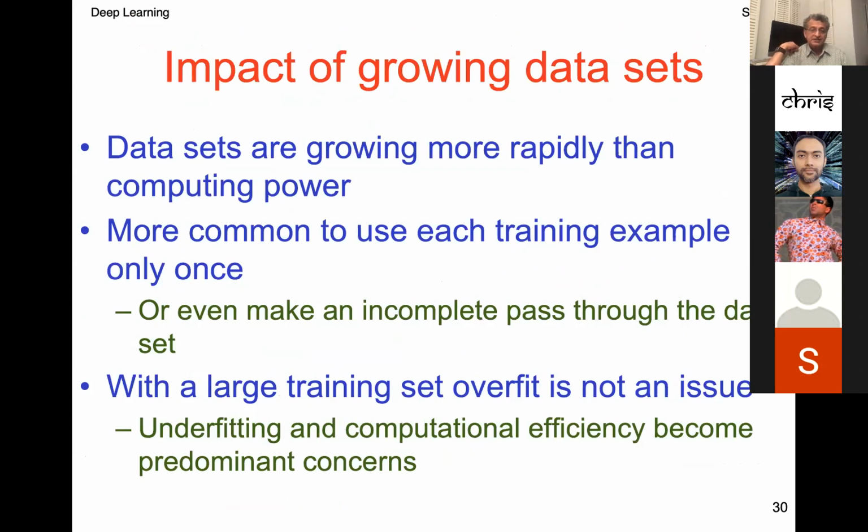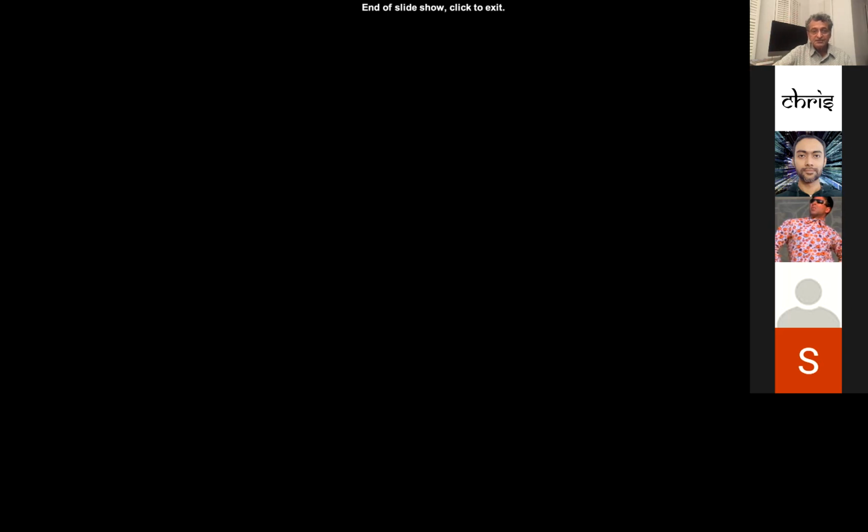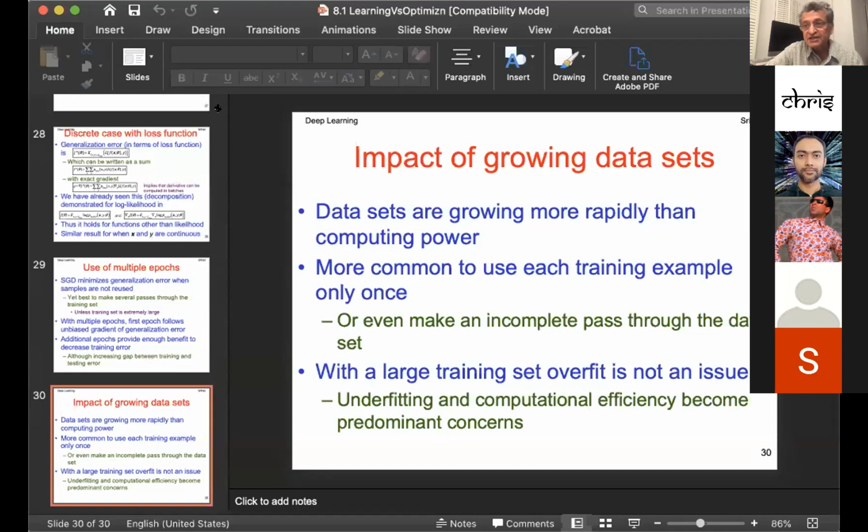Impact of growing data sets. Data sets are growing more rapidly than computing power. That's for sure, right? We create so much data. More common to use each training sample only once or even make an incomplete pass through the data set. With a large training set, overfit is not an issue. Underfitting and computational efficiency become predominant concerns. Oh, okay. All right. So this is showing us a whole range of things.